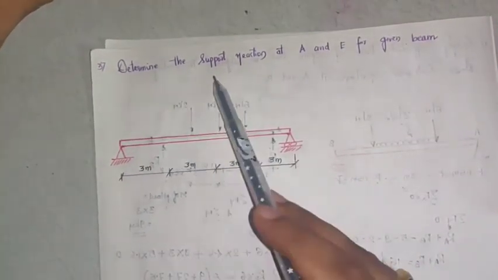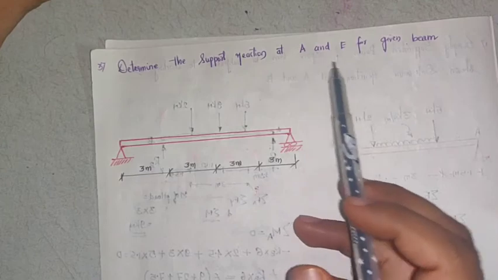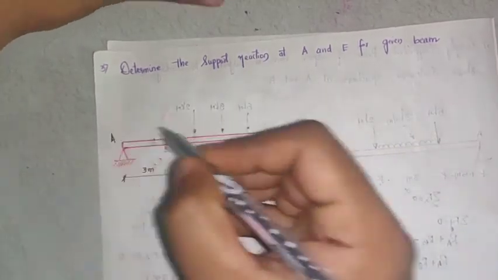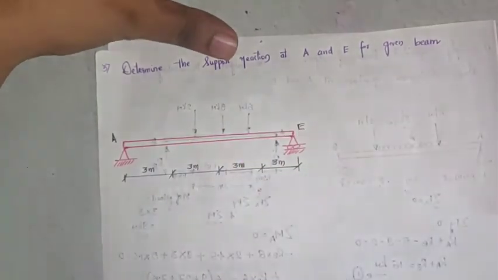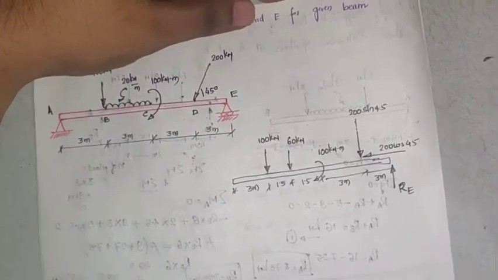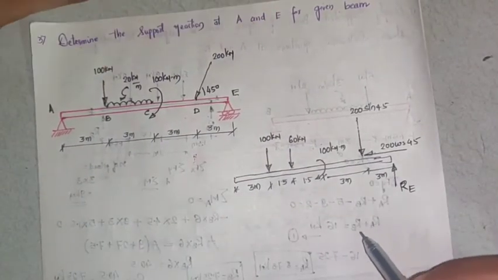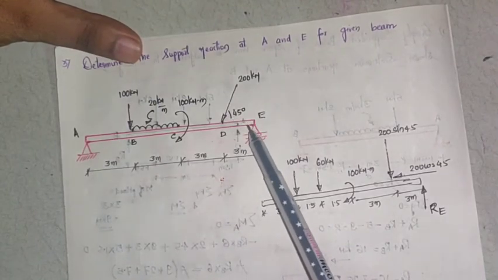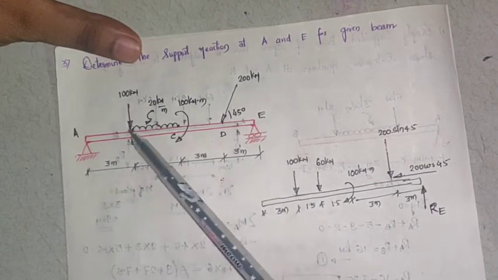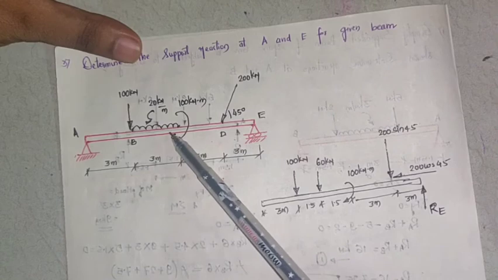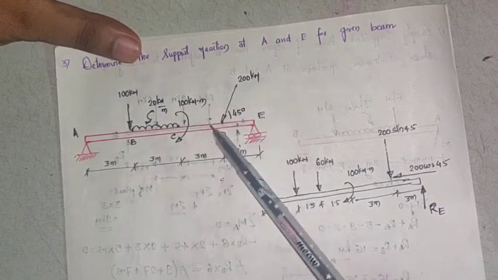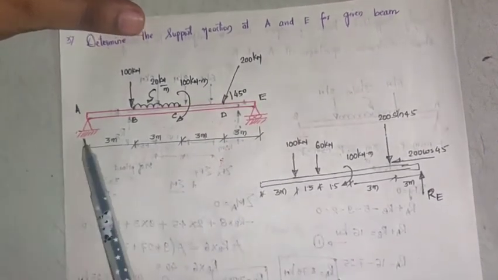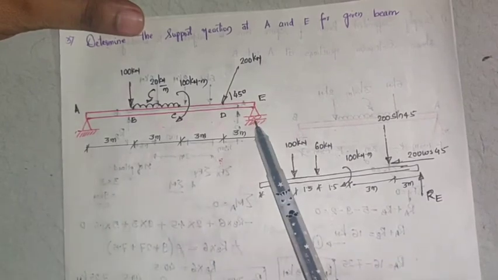The next problem reads, determine the support reactions at A and E. So this is point A, this is point E. See the loading condition here. On a beam AE, there is one point load, one uniformly distributed load, a moment and an inclined load. The type of support here is hinge, and here it is roller.